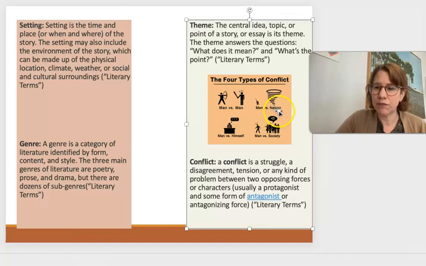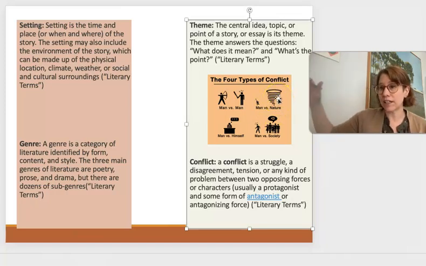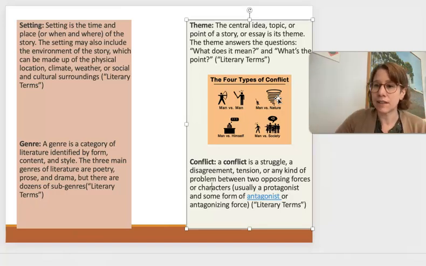You could also have a conflict of man or woman versus nature. So like I was saying, you can have an abstract antagonist, something that is not a person, but rather a force. So it could be the environment around them as an antagonizing or conflicting force that they're facing.